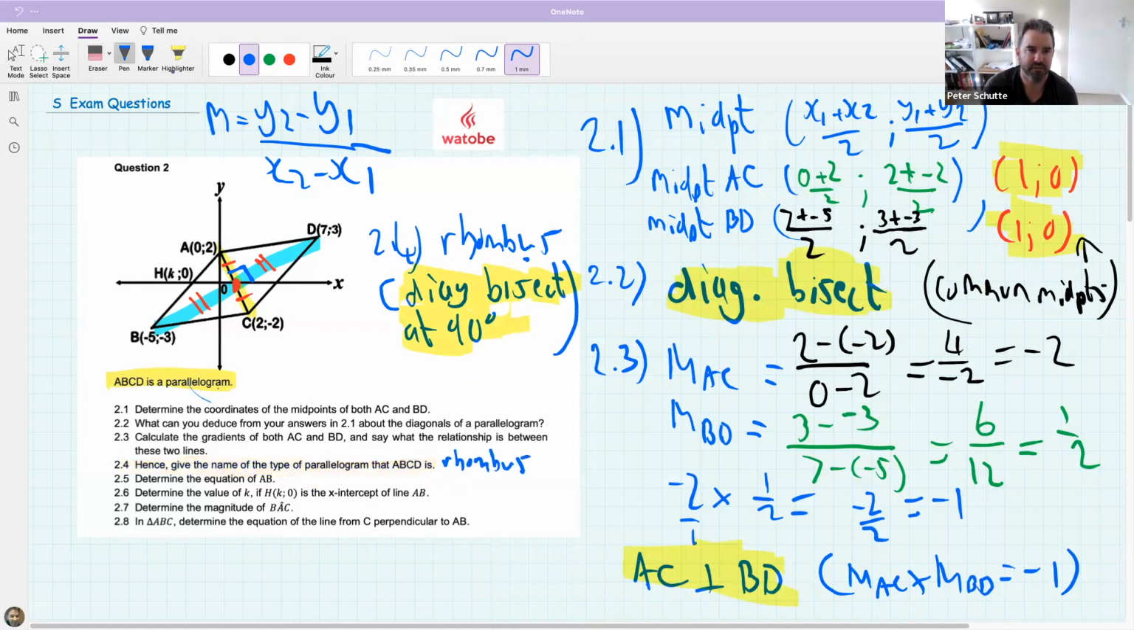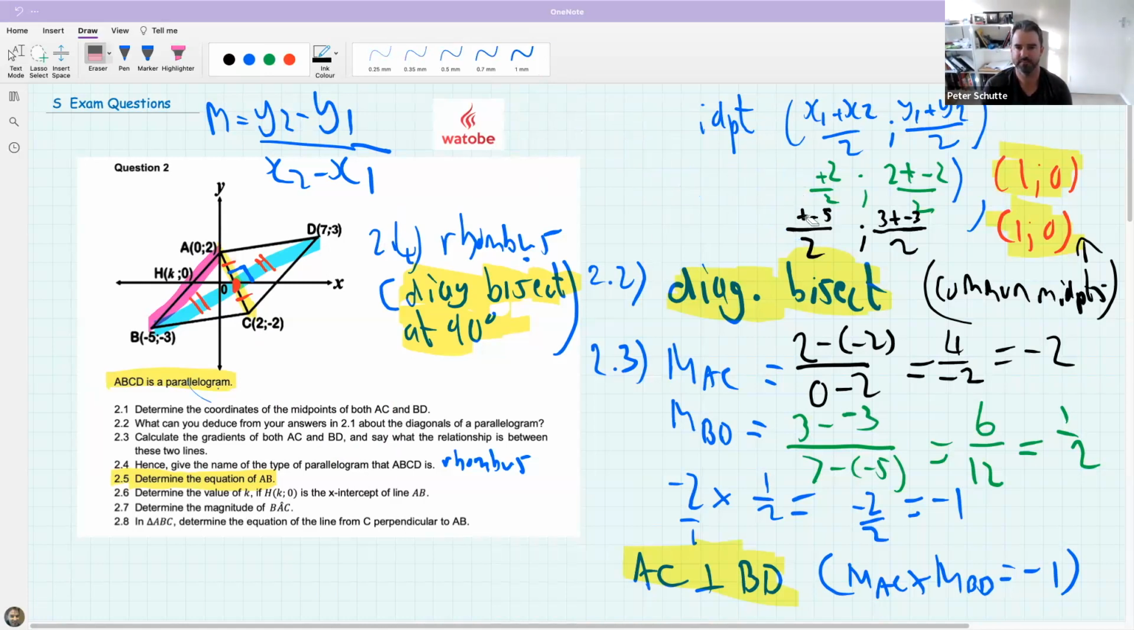On to 2.5. 2.5 says, determine the equation of the line AB. Now, this is a different part of town because AB is not a diagonal. It is a side of the rhombus. And I want you to use your straight line skills that are applicable in paper 1 and paper 2 to find me the equation of that line while I clean the board.